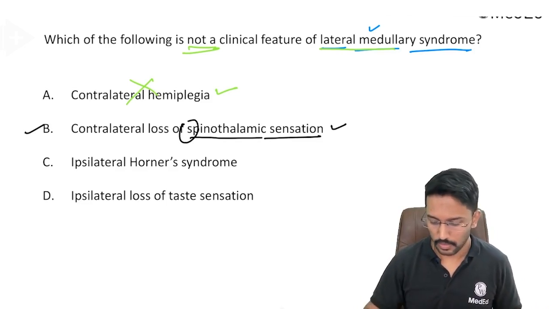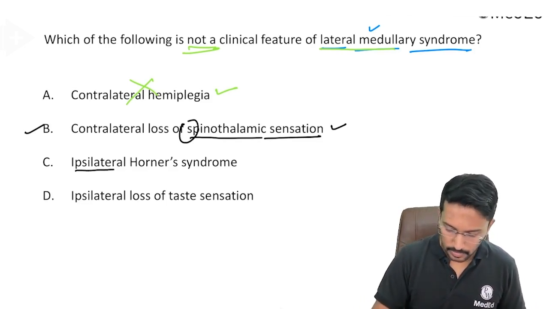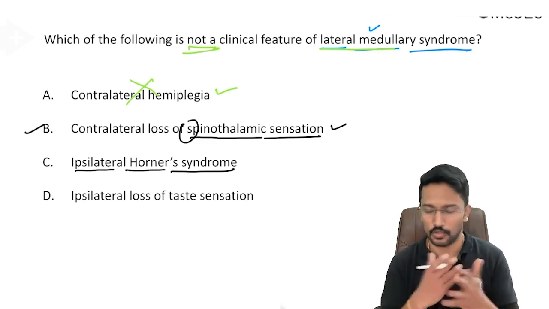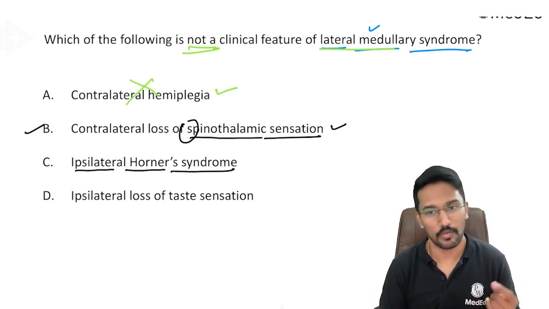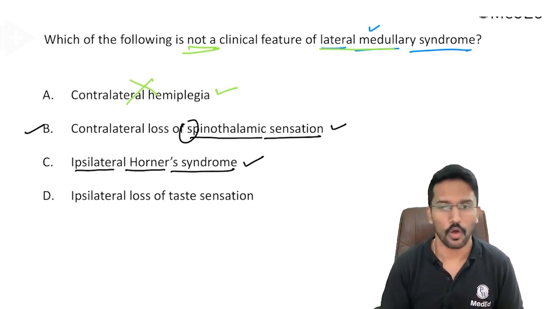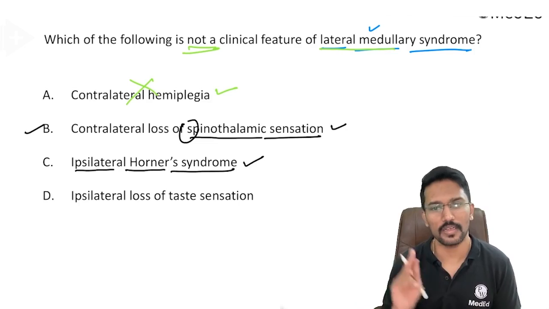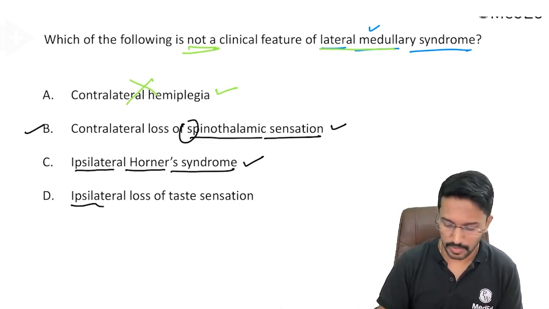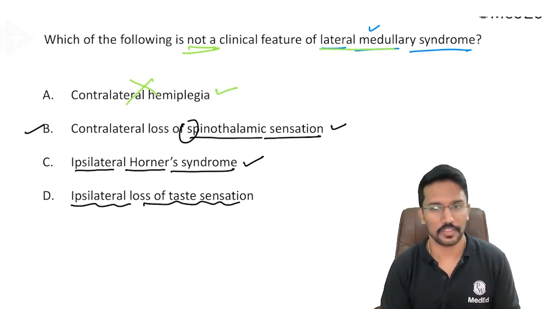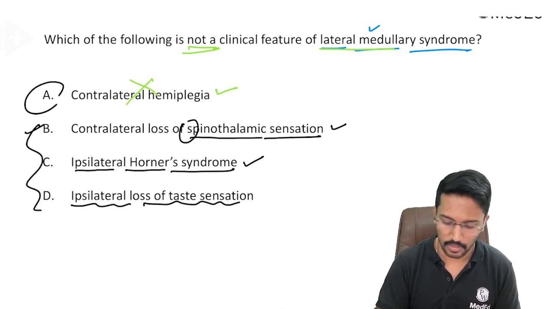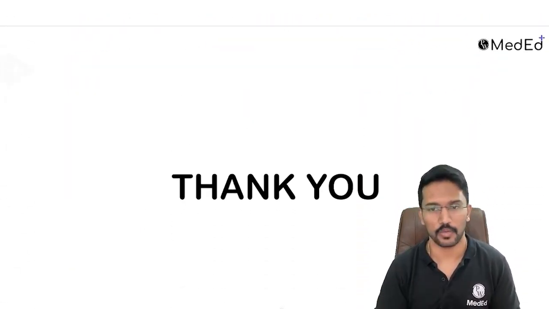Now, the sympathetic chain represents the ipsilateral side. There is no decussation of the sympathetic chain, so because of sympathetic chain compression or dysfunction, you can have ipsilateral Horner syndrome. So the second S of the side is the sympathetic chain, and then you can have ipsilateral loss of taste sensation because of the cranial nerve involvement. So B, C, D can be seen. Contralateral hemiplegia is not seen in a case of lateral medullary syndrome. Thank you.